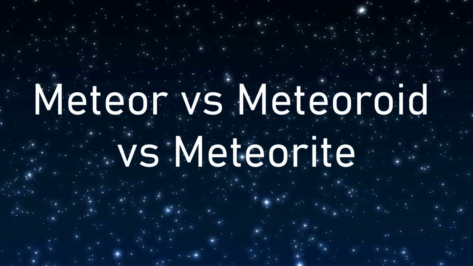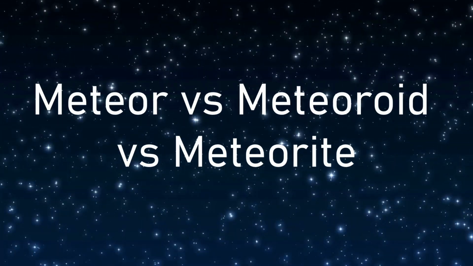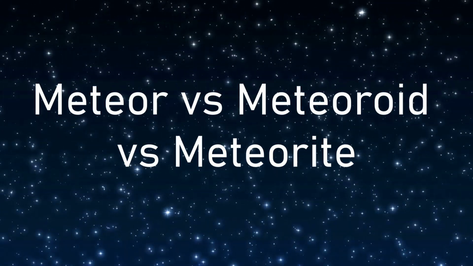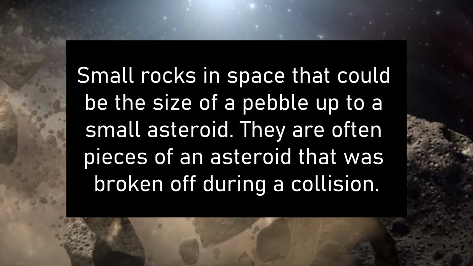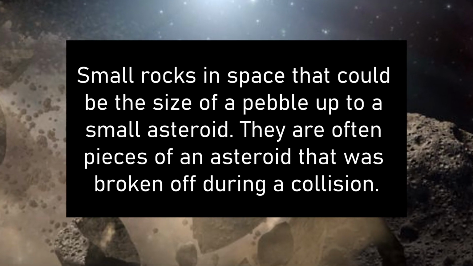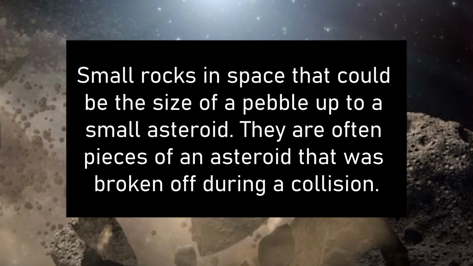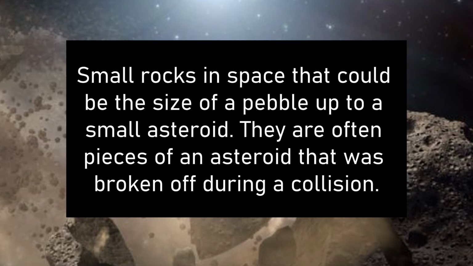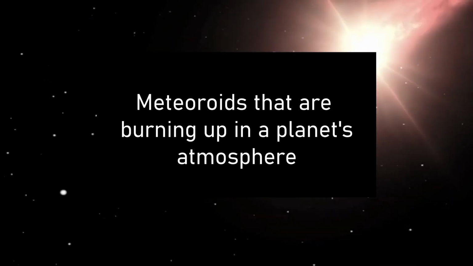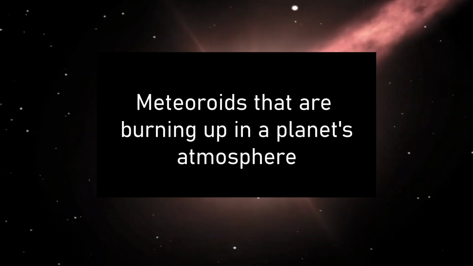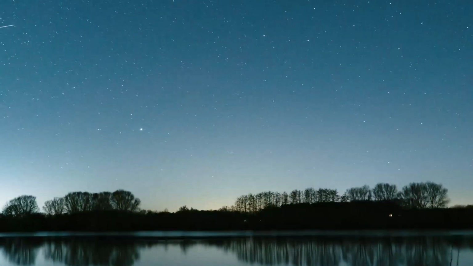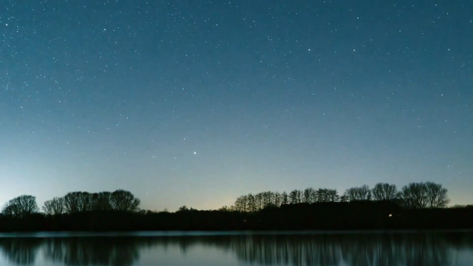The 5th definition that I'm going to go over today is kind of a 3-for-1. It is the difference between a meteor, meteoroid, and meteorite. First off, meteoroids. They are small rocks in space that could be the size of a pebble, but up to a small asteroid. They are often pieces of an asteroid that were broken off during a collision. So meteors then are when the meteoroids enter a planet's atmosphere and burn up. These are often known as shooting stars.